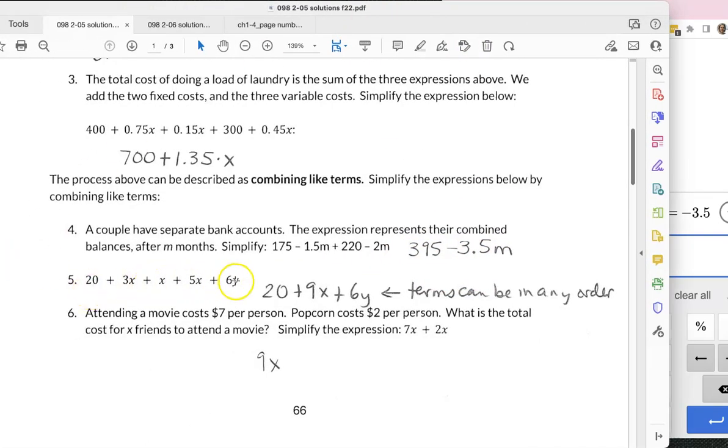Here there's no story. So 20 plus 3x plus x, when there's no number on it, it's just a 1x. So 3x plus 1x plus 5x, that's 4, and 5 is 9x. And then there was nothing for the 20 to combine with, or the 6y. And the other thing to note is that these terms can be in any order.